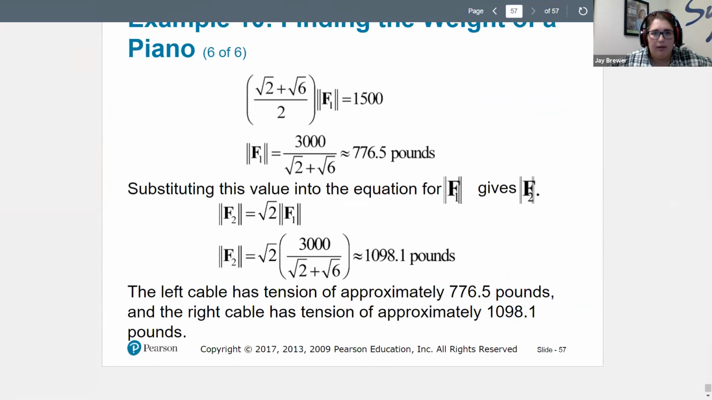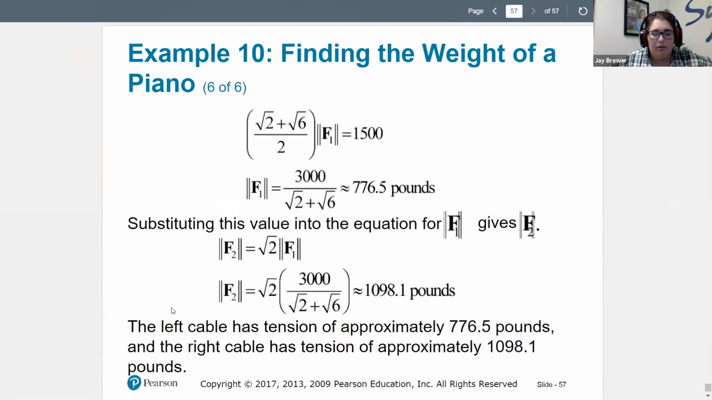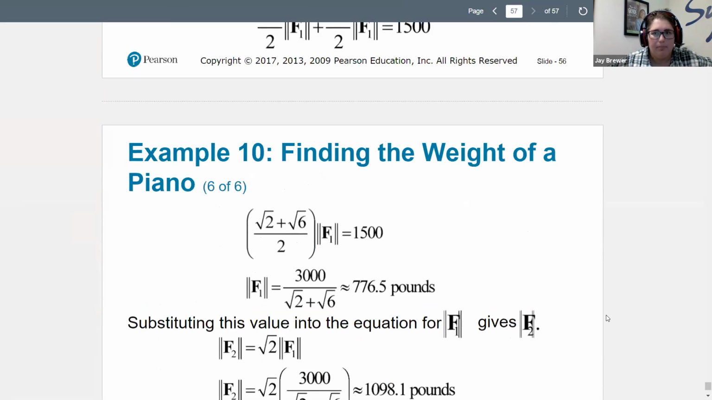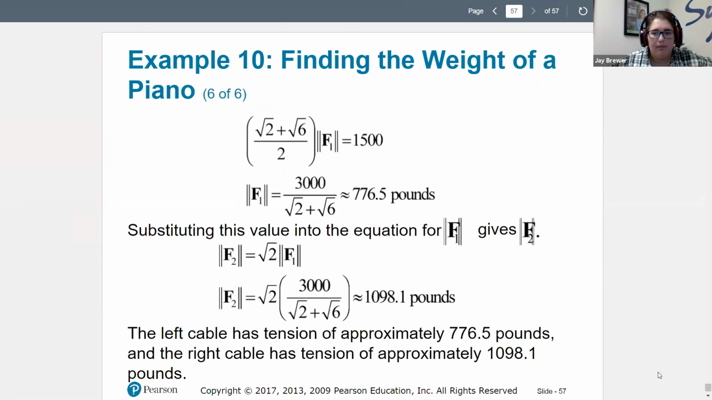So we end up getting the left cable has a tension of approximately 776.5 pounds, and the right cable has a tension of approximately 1,098.1 pounds. And again, if you watch the video or if you want to check out the PowerPoint, you can do that. It's up on Canvas.